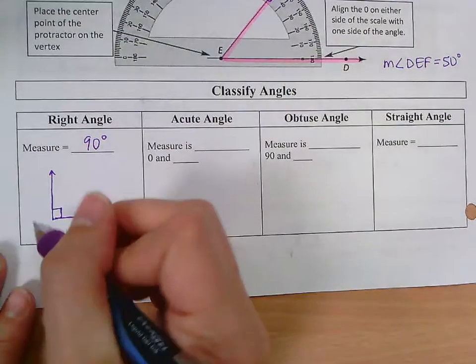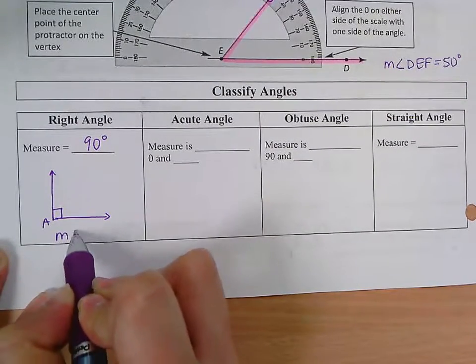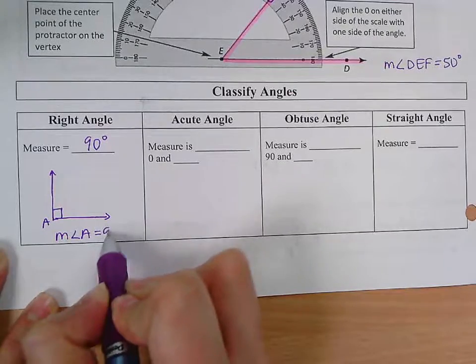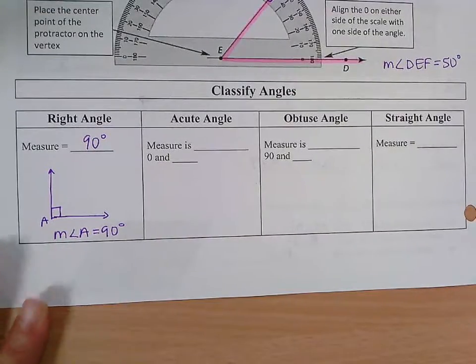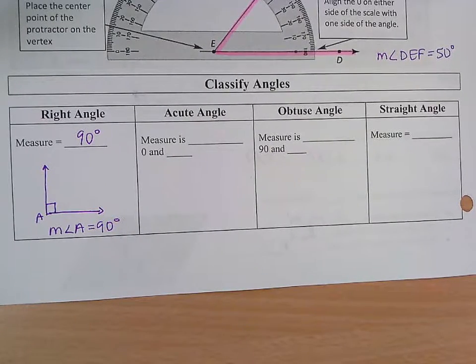So, for example, if I call this, I'll put an A here. I could say the measure of angle A is equal to 90 degrees. So don't just say angle A equals 90 degrees. You need to have the M in front.